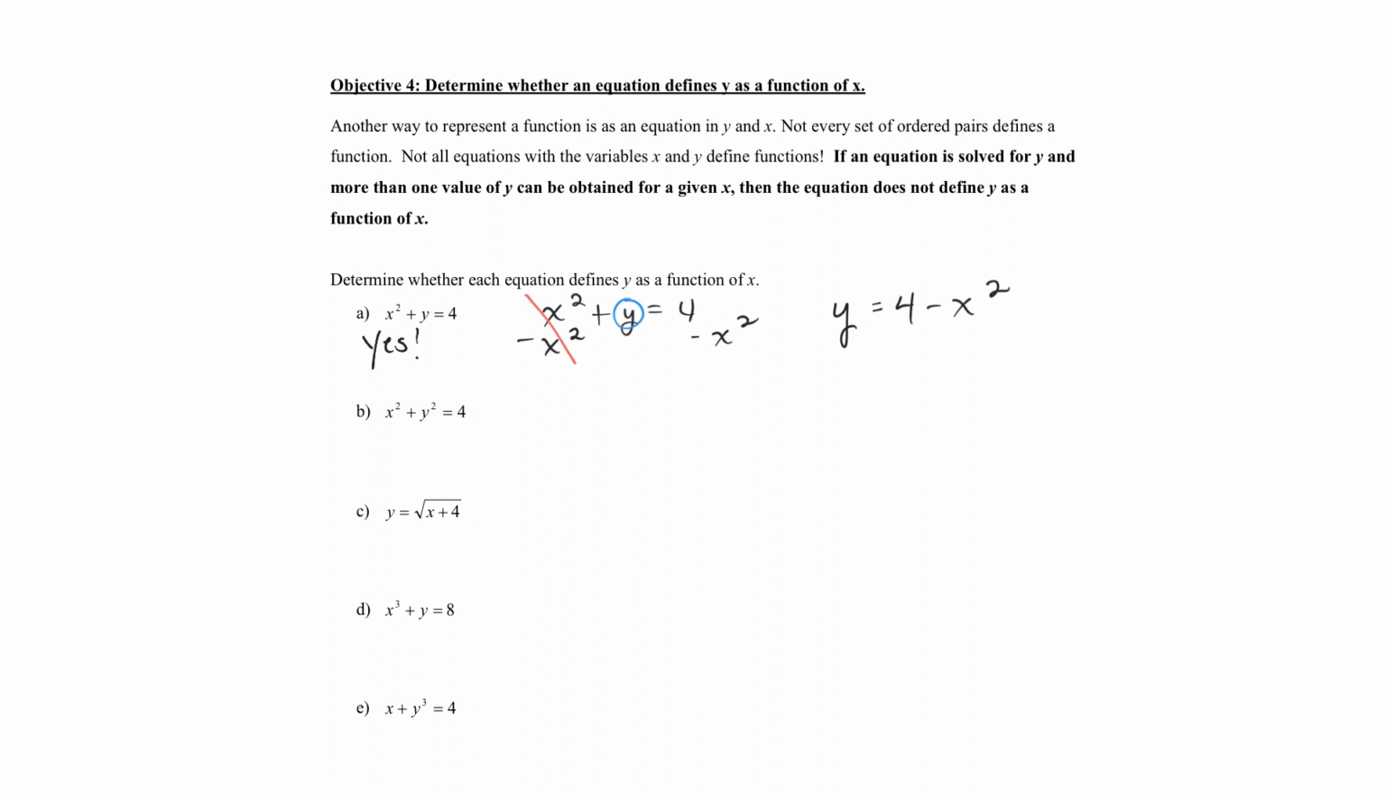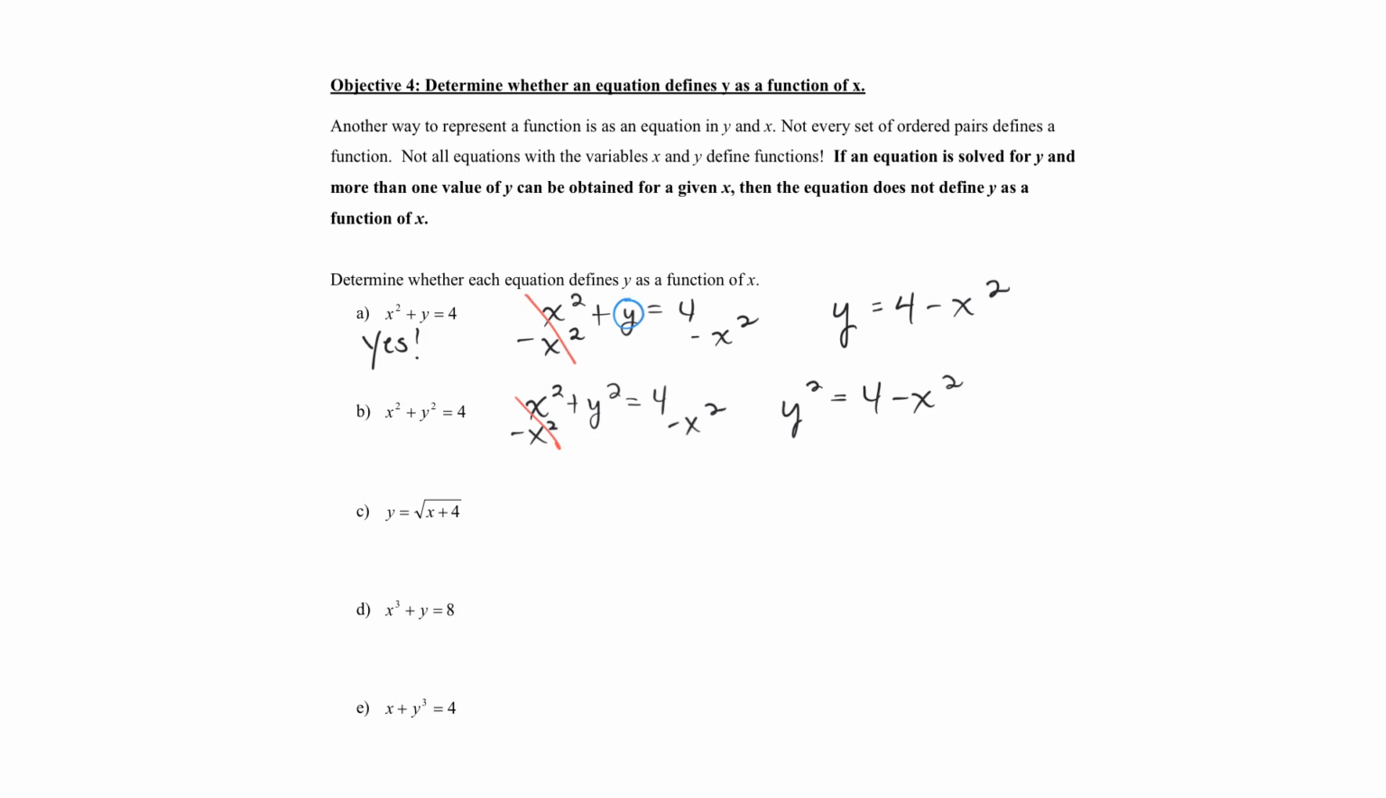x squared plus y squared equals 4. If I try and solve this one for y, well, what am I going to do? I'm going to subtract x squared from both sides again, right? And I'm going to end up with y squared equals 4 minus x squared. And I don't want y squared, I want y, right? So I need to take the square root of both sides in order to solve for y, right?